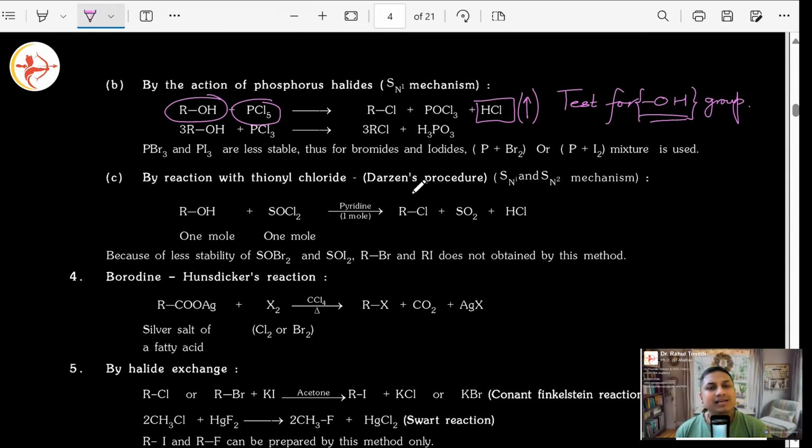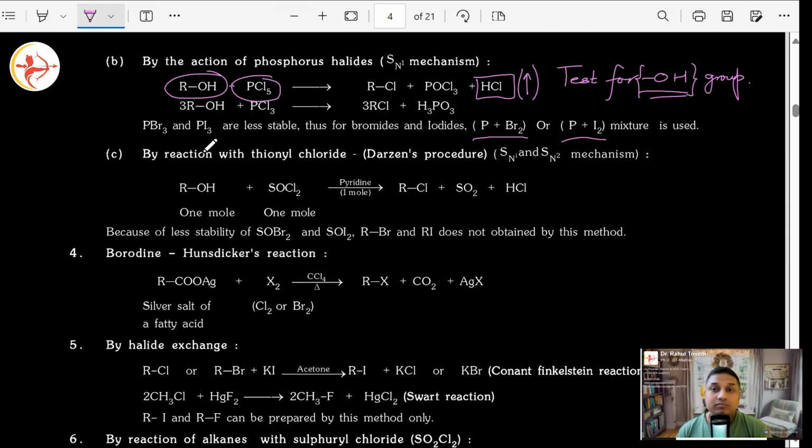PBr3, PI3: as the size increases, they are less stable, and that's the reason we don't go for them. Rather, what we can do is go for a phosphorus plus Br2 or phosphorus plus I2 mixture if we want to get RBr or RI. Are you getting my point? Yes. Here also, for substitution, what are we doing? SN1 if tertiary alcohol is there, SN2 if primary alcohol is there. Are we good? Correct? Okay.